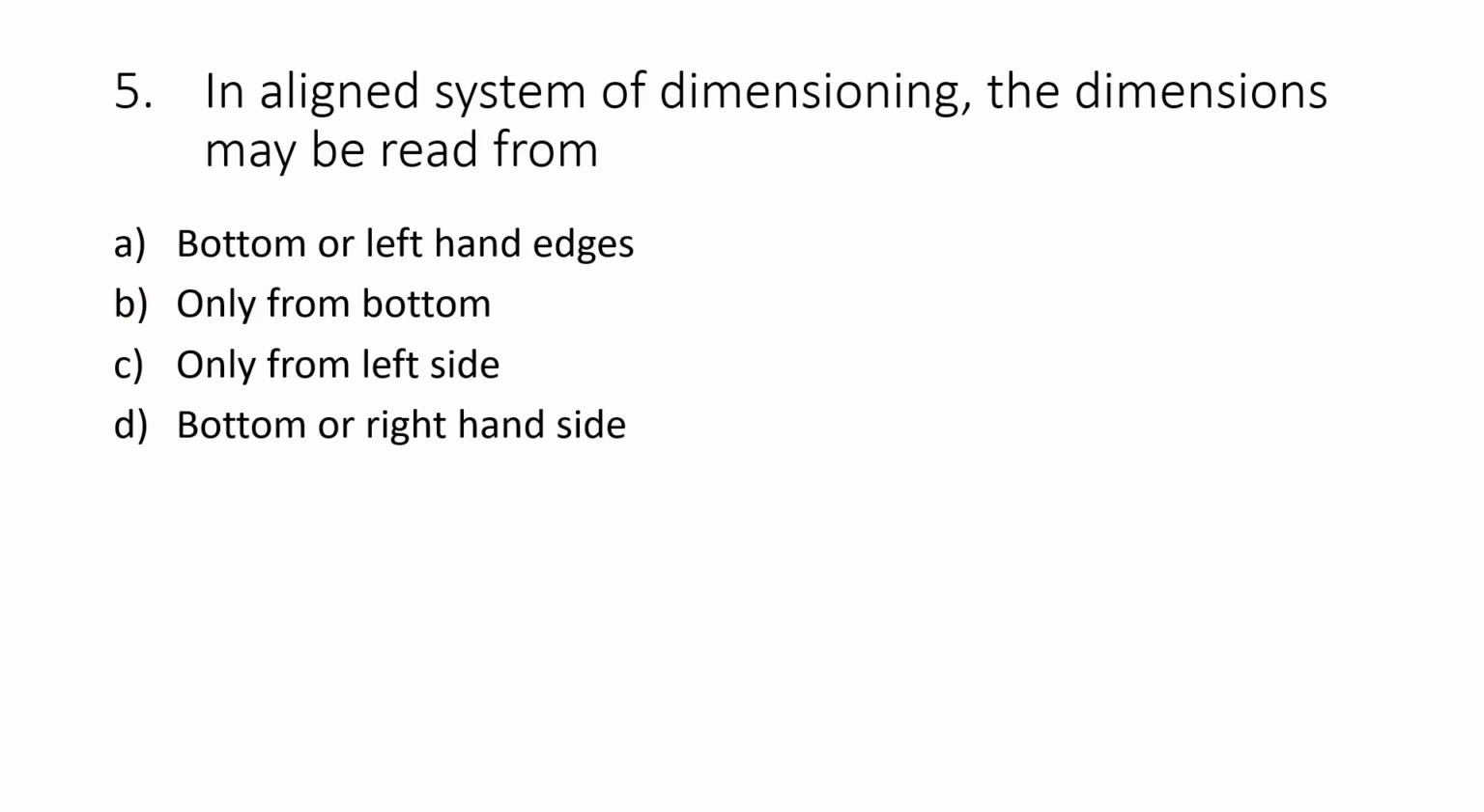In aligned system of dimensioning, the dimensions may be read from A, bottom or left hand edges, only from the bottoms, only from left side, bottom or right hand side. Our answer is bottom or right hand side.